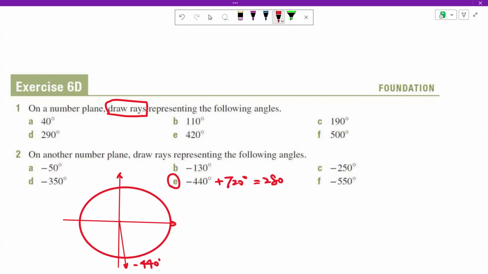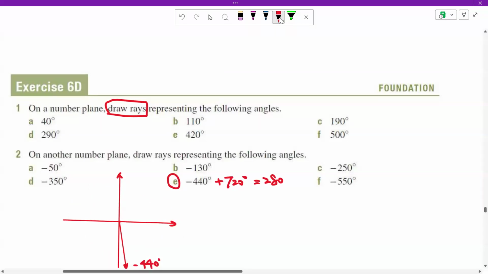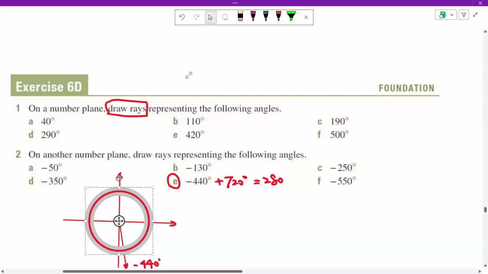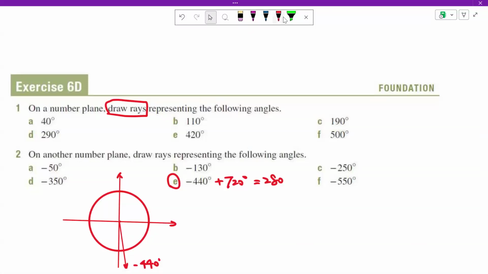Not drawing properly. I should draw a circle that is really like a circle. Yep. Then I can touch it. Then I can move. Yeah, that looks right. So that's the way I'm drawing negative 440.